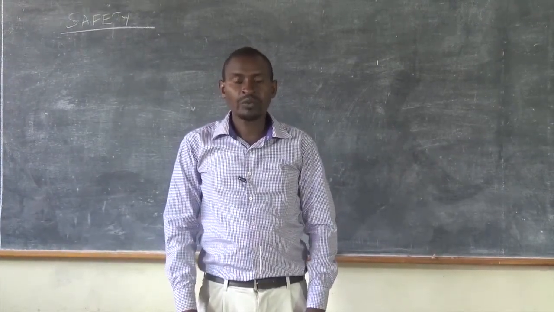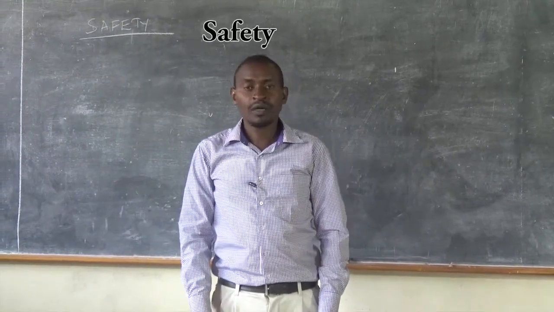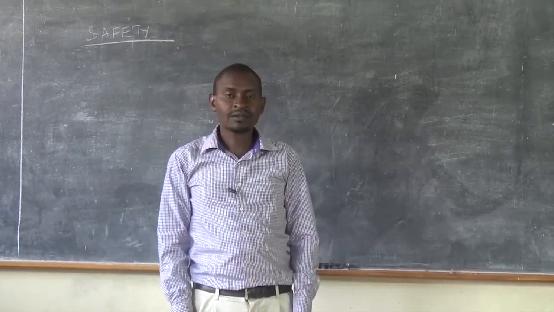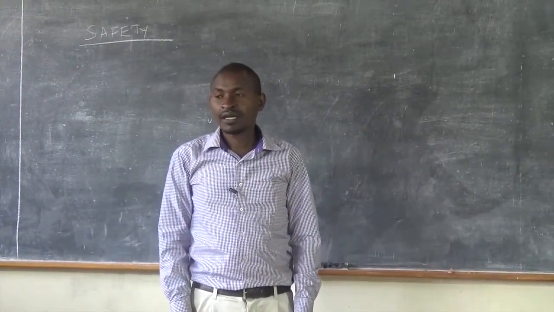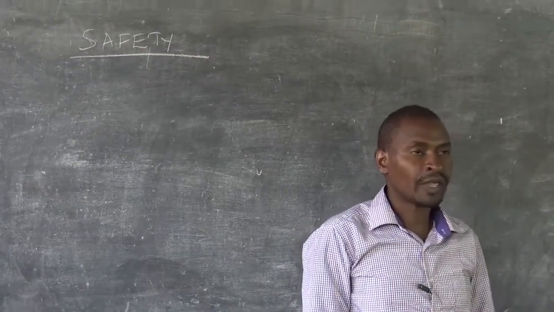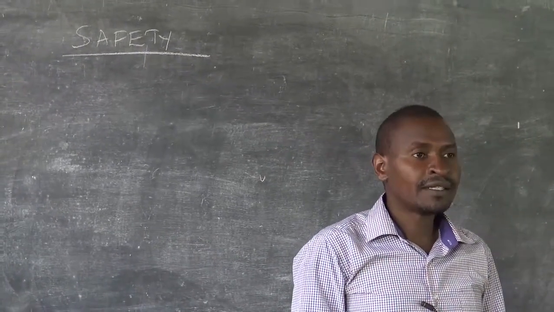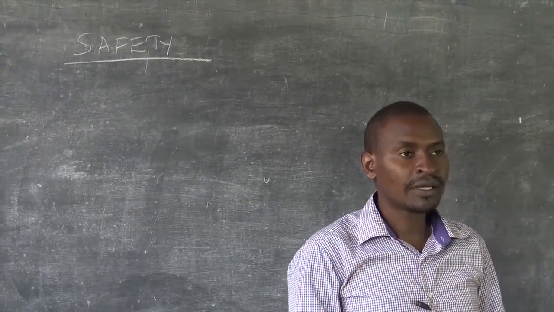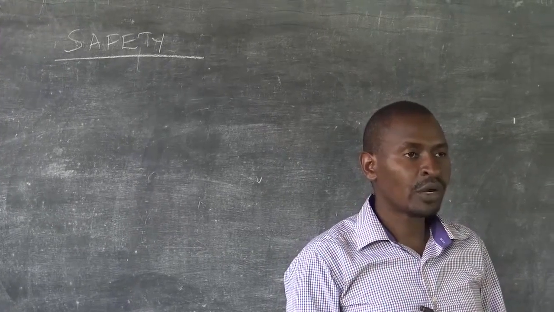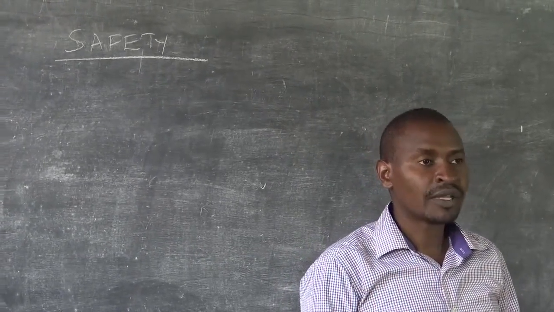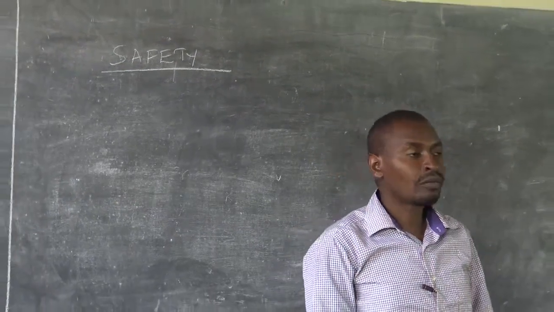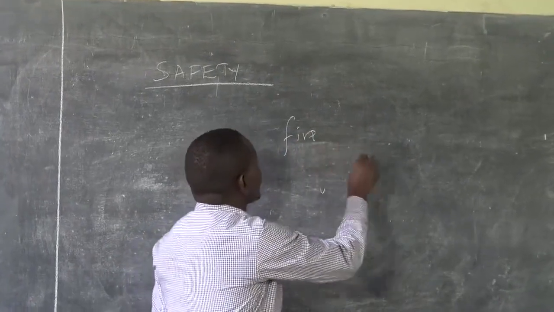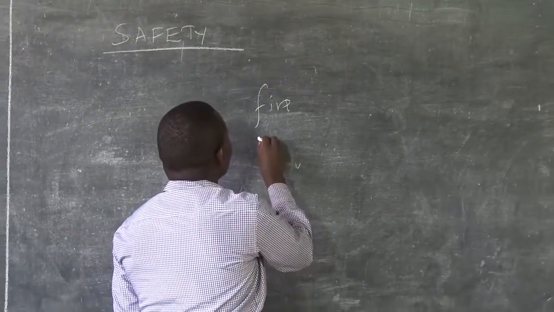Today's topic will be on safety. We have been discussing the fundamentals of electricity, and we have discovered that electricity is a form of energy, and there is a risk that is always associated with all forms of energy, in that if they are not used in the proper way, they can cause destruction. And this destruction in electrical can be in the form of fire or electric shock.